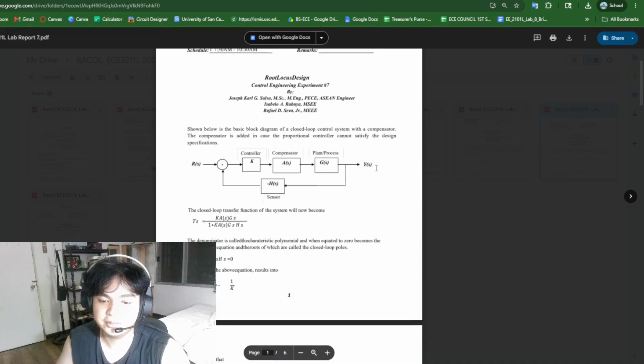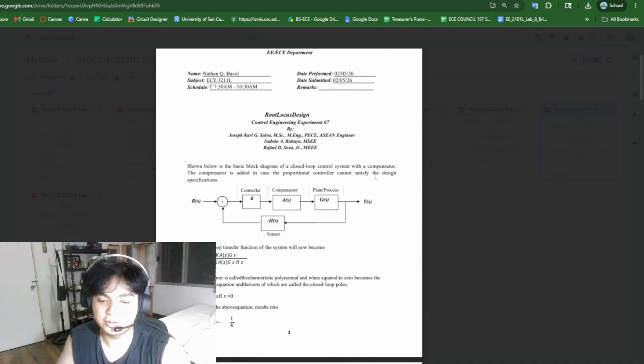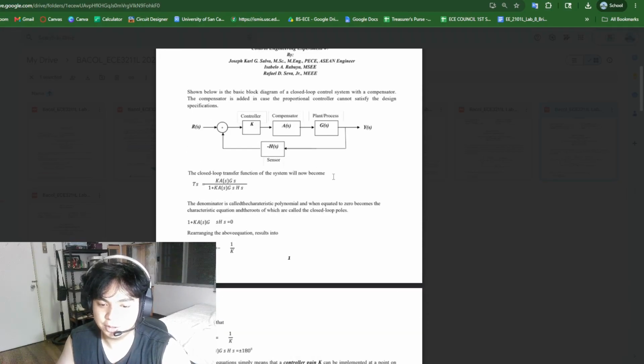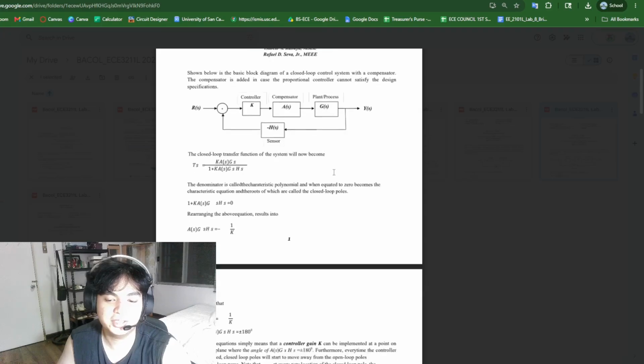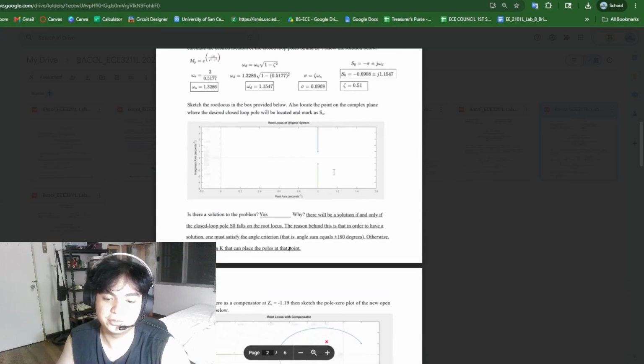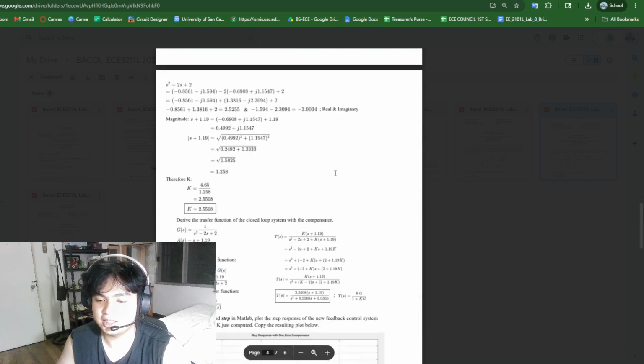In Lab 7, I learned that sometimes changing gain alone is not enough. If the desired closed loop pole does not lie on the root locus, then no gain K can place the pole exactly there. That is why a compensator is added. The compensator reshapes the root locus by adding poles or zeros. In our activity, a single zero was not enough to satisfy the specifications, but adding two zeros improved the response. The key idea is that compensators help the system meet design requirements such as settling time and overshoot.